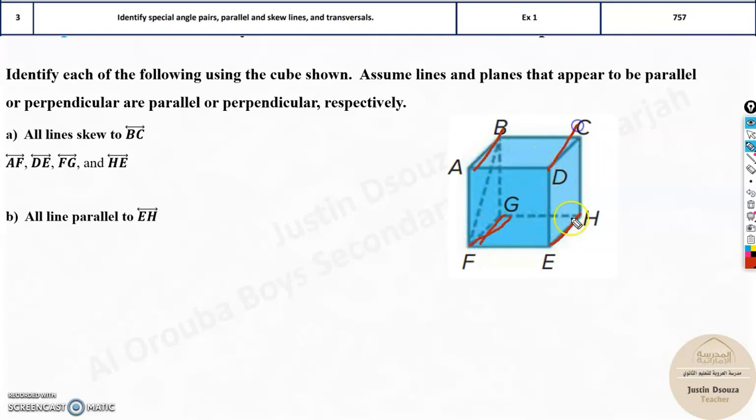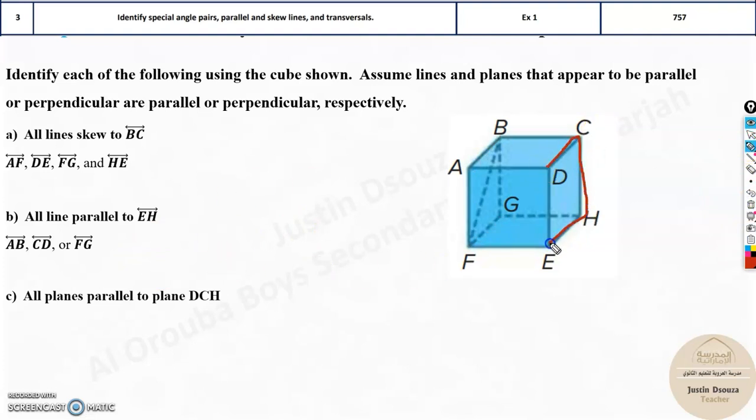This is a parallel. This is a parallel. Apparently only three parallel lines, so they are the answers. That is AB, CD, and FG. And lastly, the planes that are parallel to DCH.